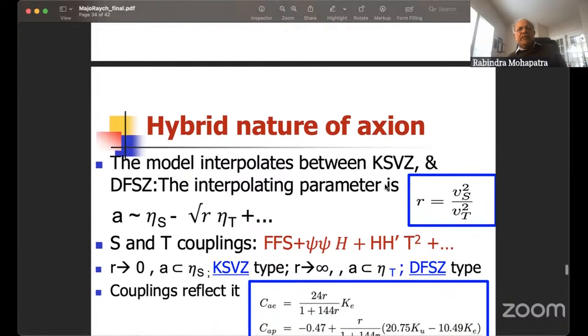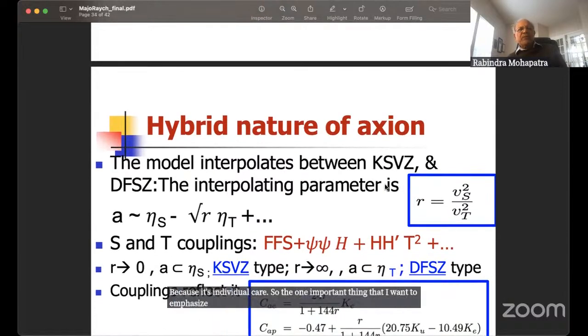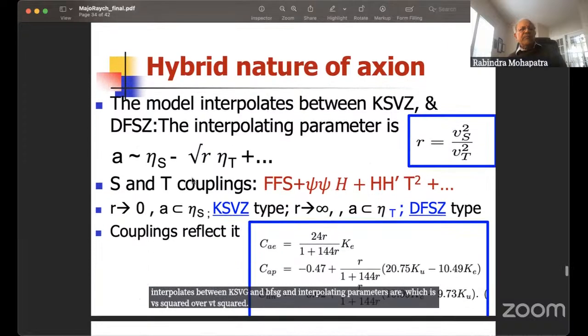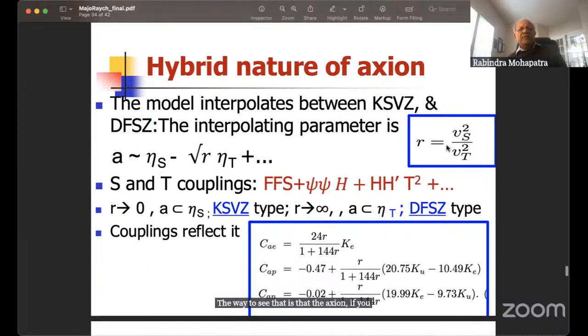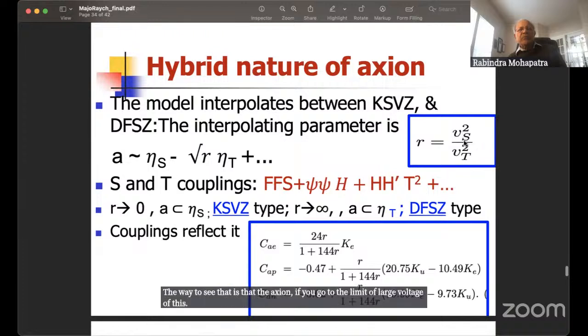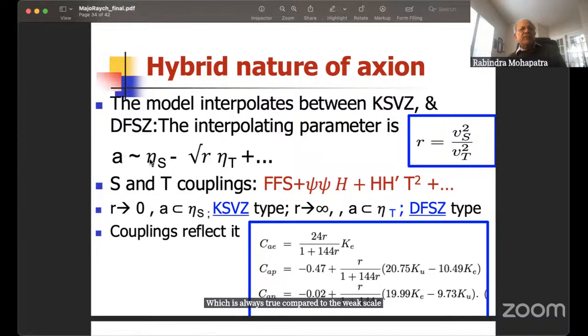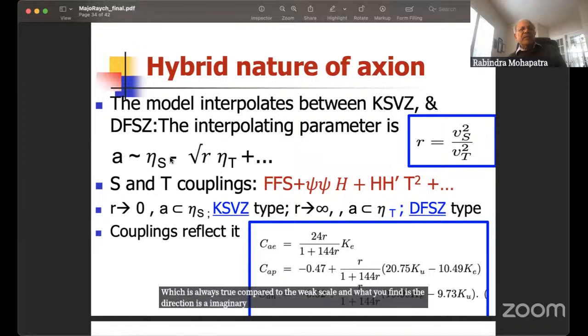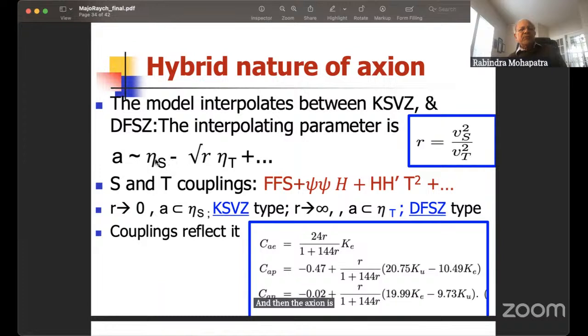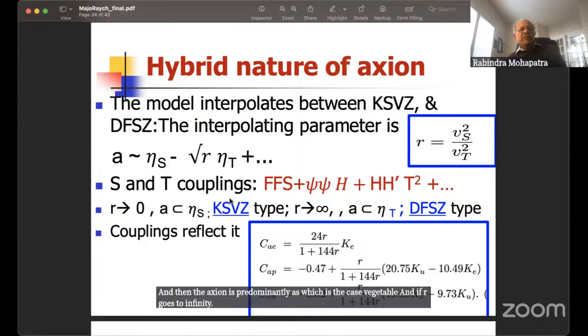The one important thing that I want to emphasize is the hybrid nature of the axion. The model interpolates between KSVG and DFSG, and the interpolating parameter is R, which is VS squared over VT squared. To see that, go to the limit of large values of this, which is always true compared to the weak scale. Then the axion is the imaginary part of the S field, eta S, minus square root of R eta T. There are two limits. If R goes to 0, the axion is predominantly S, which is the KSVG type. If R goes to infinity, the axion is predominantly T, which is like the DFSG type.